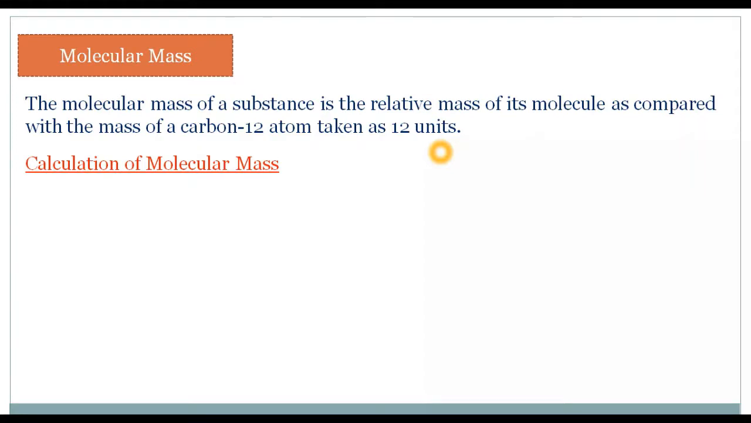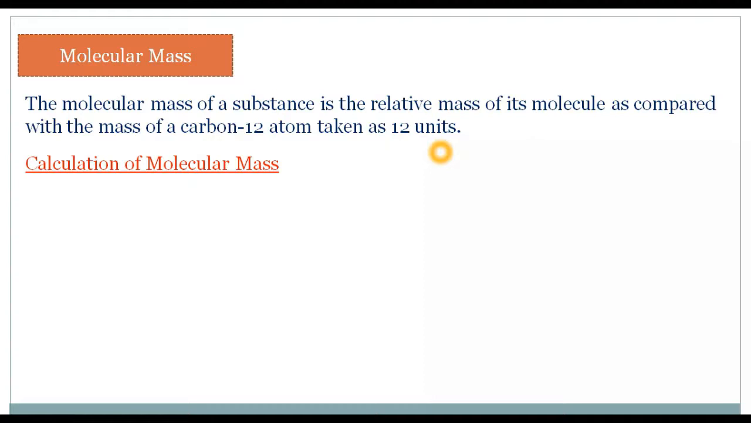Say for instance, if we have hydrogen and the molecular mass of hydrogen is 2 units, that means a molecule of hydrogen is 2 times heavier than 1/12 of the carbon-12 atom. So that is molecular mass, and it is expressed in atomic mass units.